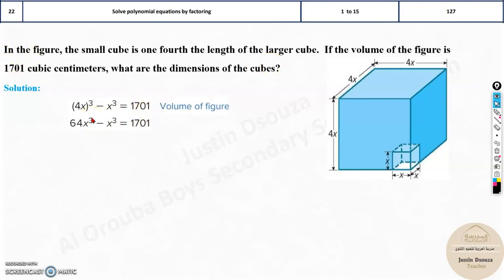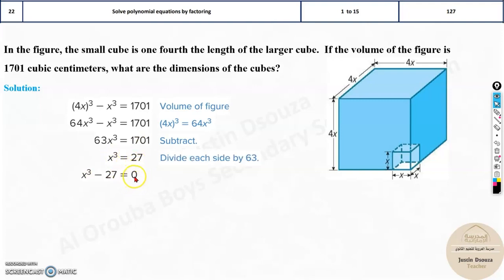Now you can easily solve it up. So over here, what's going to happen? 64 x cube minus x cube. This is 1, right? 64 minus 1 is 63 x cube. Now take 63 to the other side. You're dividing this by 63. 1701 divided by 63 is 27. Last, take cube root on both these sides. You can easily understand 3 cube is 27. So if you take cube root over here, the answer would be 3.